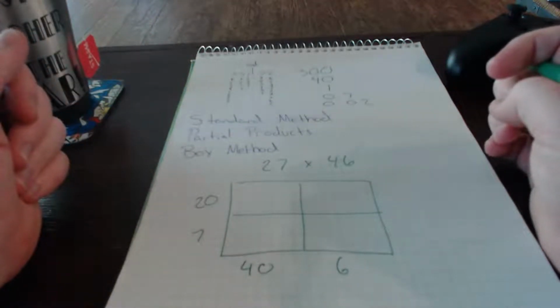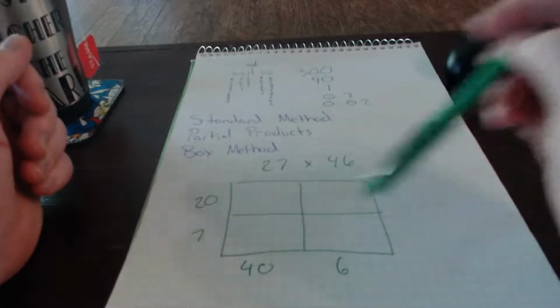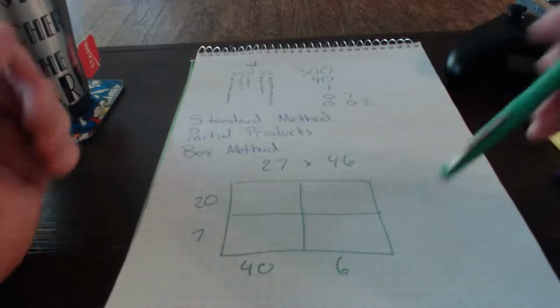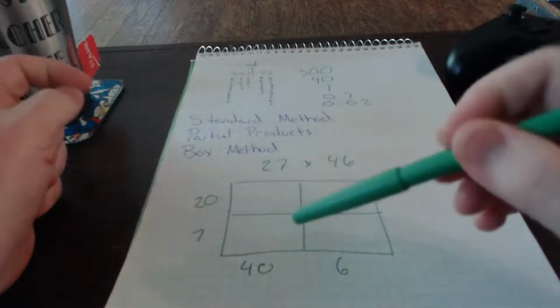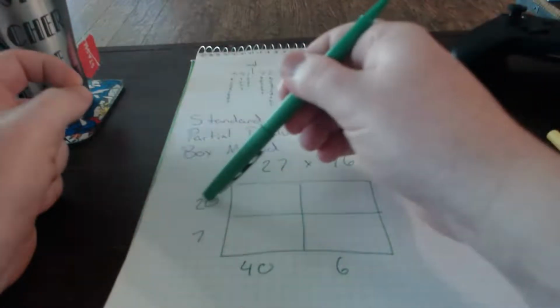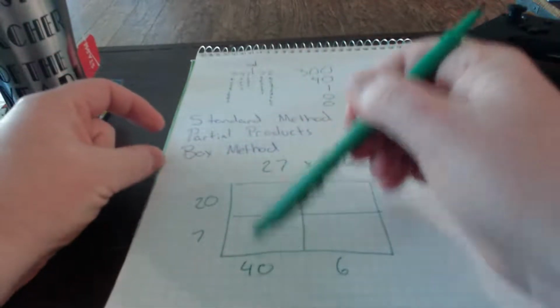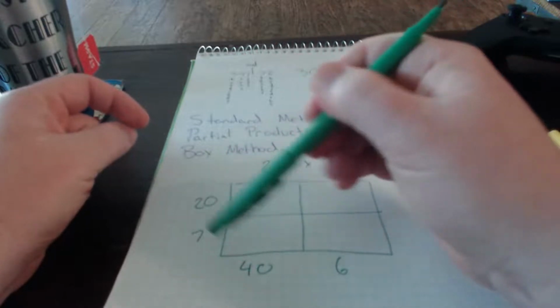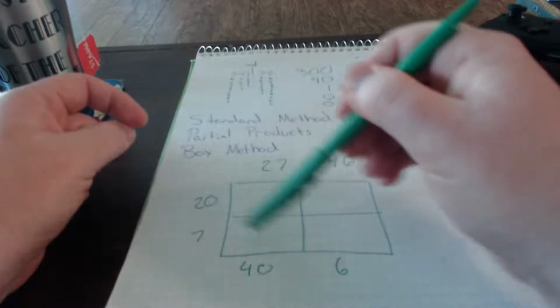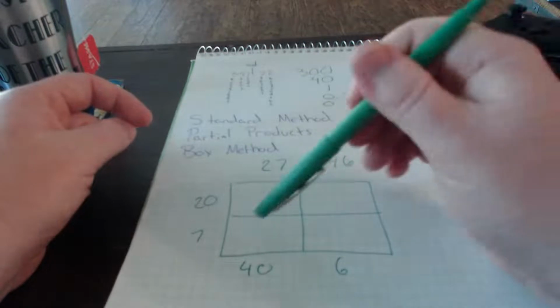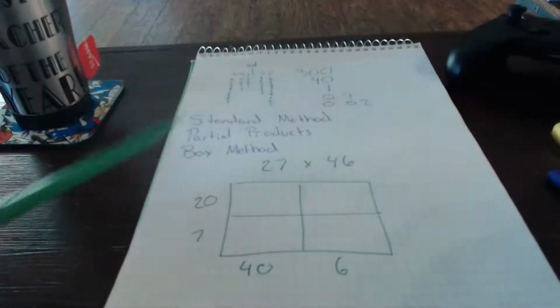So what I'm now going to do is multiply each box's numbers together. The 20 is in this box and the 40 is in this box, so I do 20 times 40. The 7 is in this box, the 40 is in this box, I'll do 7 times 40, and so on and so forth. So let's do that right now.